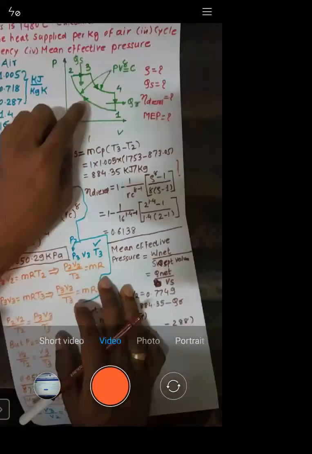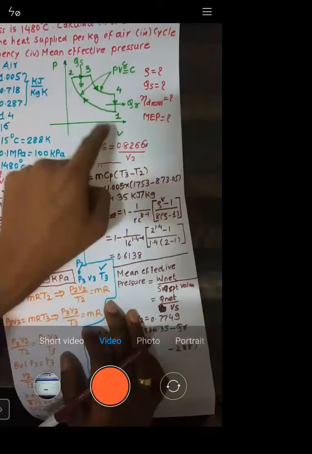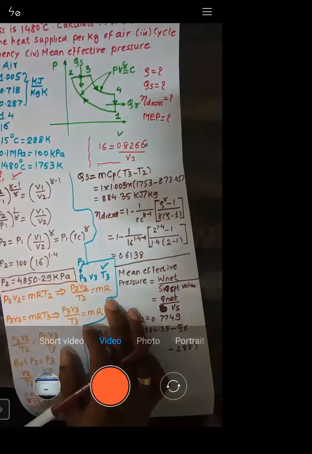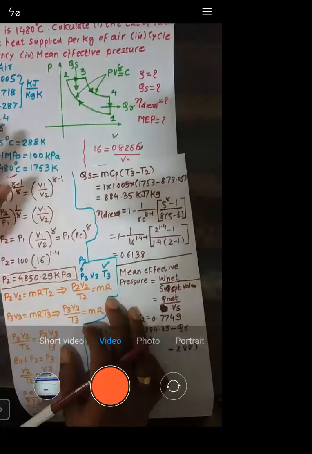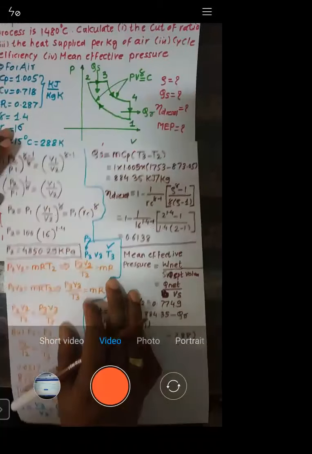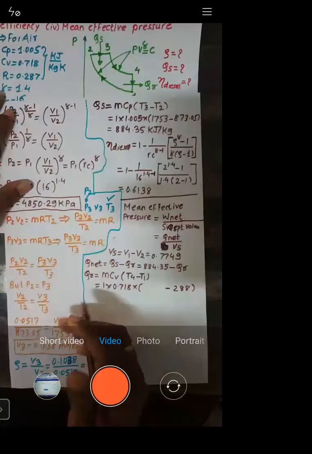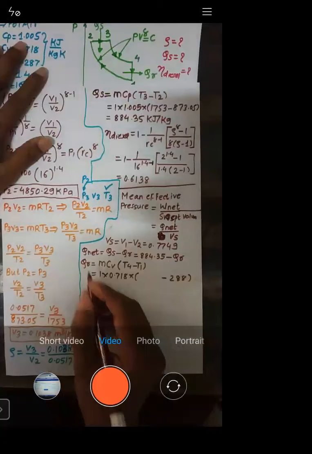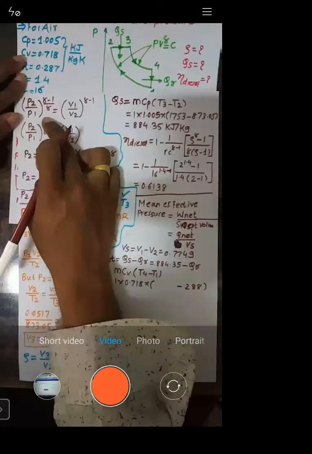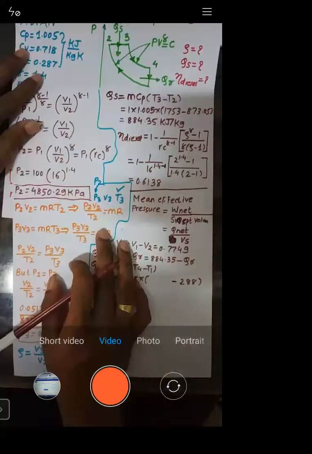Okay, 1 to 2 is isentropic. Similarly, 3 to 4 is again isentropic. So I will just write down the law for that process. You can see 1 to 2. I will write down the law for 3 to 4. Okay, so what is that law?